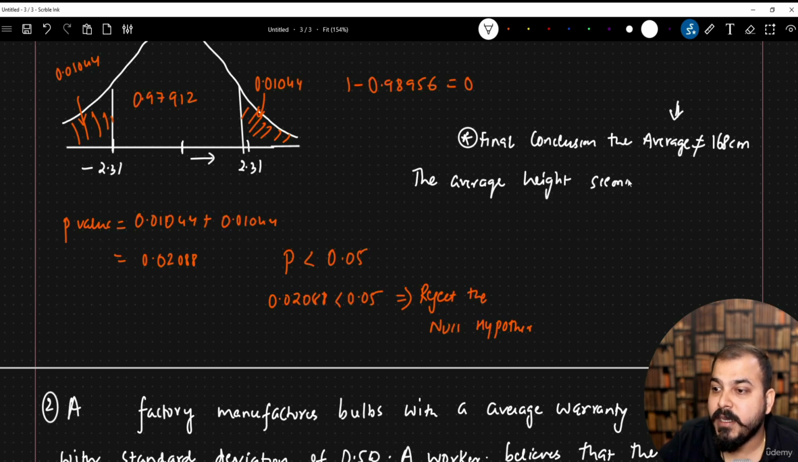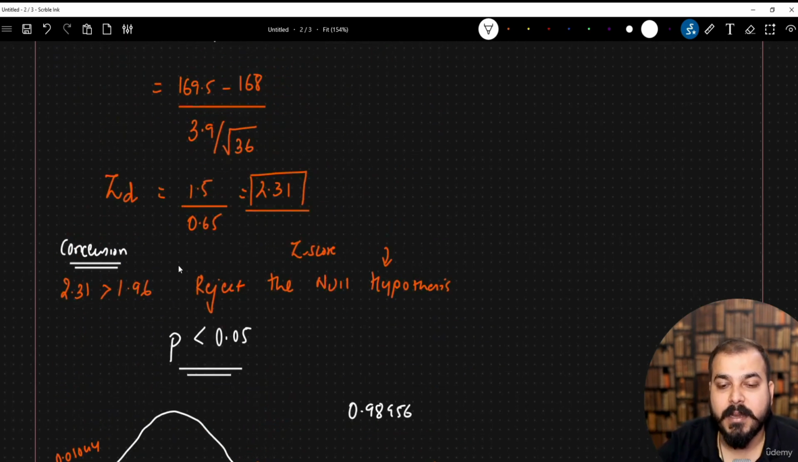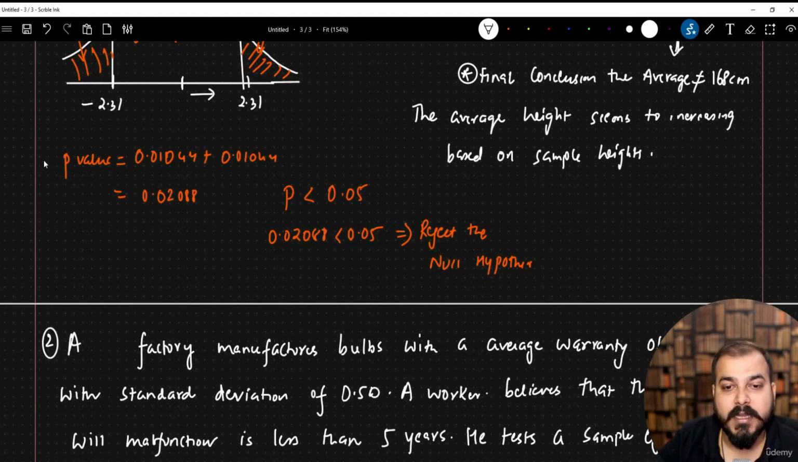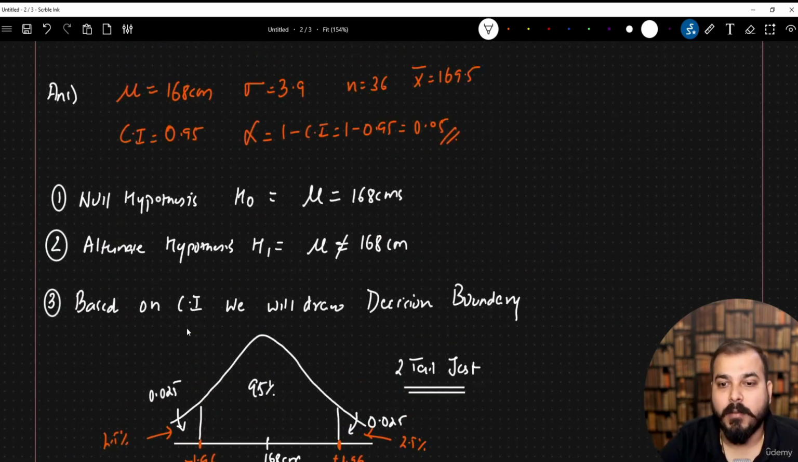Average height seems to be increasing based on sample data. This is the conclusion that I can definitely make about the sample height. This was the first step where we specifically used the z-test, and this was how we can come up with the p-value also. Okay. So this is how you solve a z-test problem.